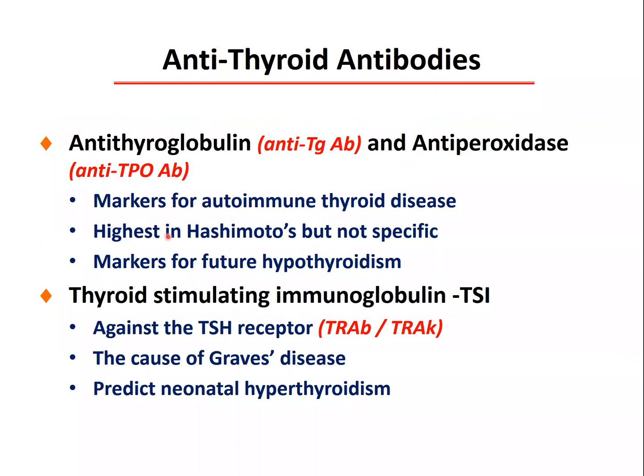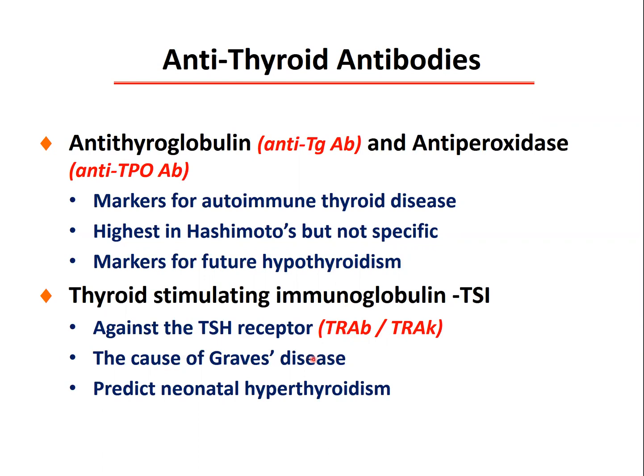The highest level can be achieved in Hashimoto's thyroiditis, but this is not specific. Usually there are some other markers for further evaluation of hypothyroidism, such as the iodine uptake or scintillation scan, and so on. The thyroid stimulating immunoglobulin, the TSI, is directed against the TSH receptor. This is why it's called the TRAB, thyroid receptor antibody, or TRAK in German, meaning the same. And this is the cause of the disease in Graves' Basedow disease.